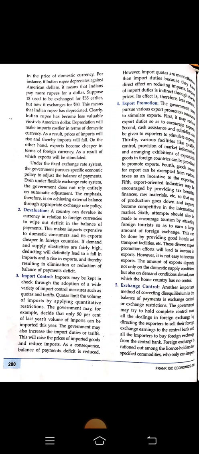So here we are finding that the import is expensive. So devaluation means importing from other countries is becoming very expensive for the domestic consumers, and when we are exporting, the foreign countries are giving us less amount of money.